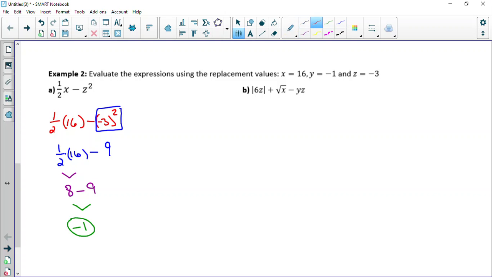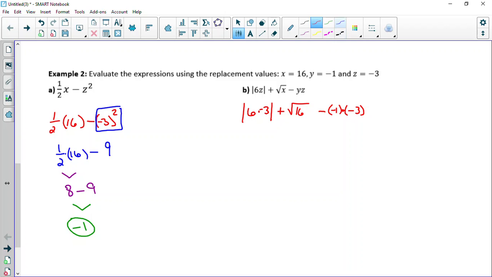Right, so again, we have those absolute value symbols, so I'm going to keep those. 6 times z was negative 3 plus the square root of 16 minus, and then I've got that negative 1 times negative 3. There's a times that. Let's put that dot there just to remind us that that's a multiplication. Alright, so let's start with grouping symbols.